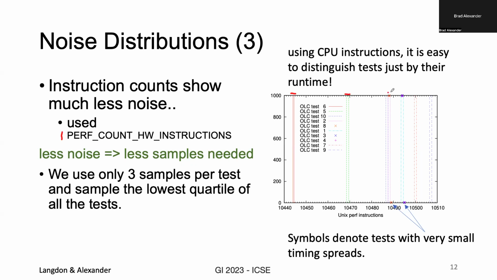We can see that the runtimes for tests are clustered, as you'd expect, because these tests use different numbers of instructions. And you can see that they're very narrowly defined. Some of the lines are so close together that we just use a symbol to denote them, because you couldn't actually see the separate lines. But when we switch to something less noisy like a perf count, we're in a lot better shape. In fact, we're able to get away with just using 3 samples per test case, and then just sample the lowest quartile of each test.